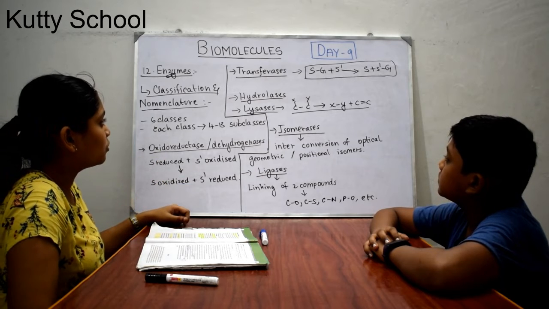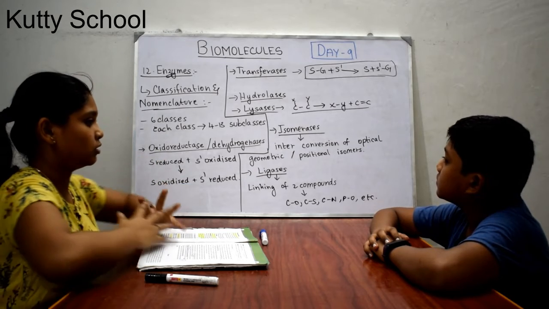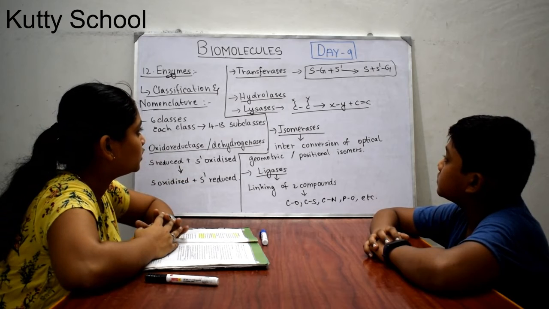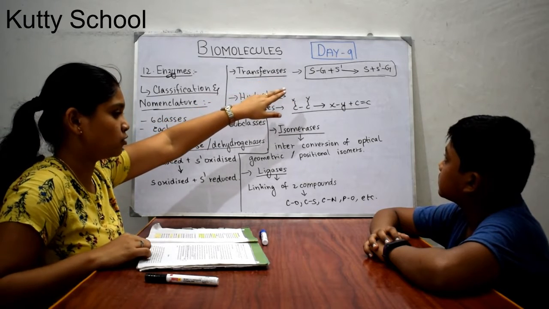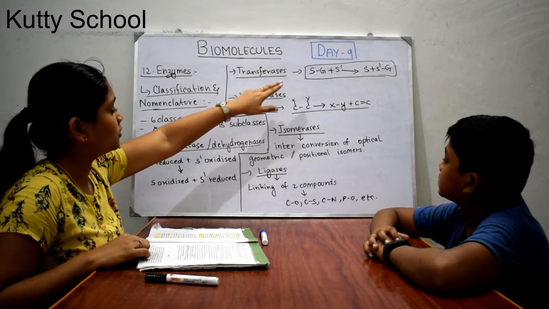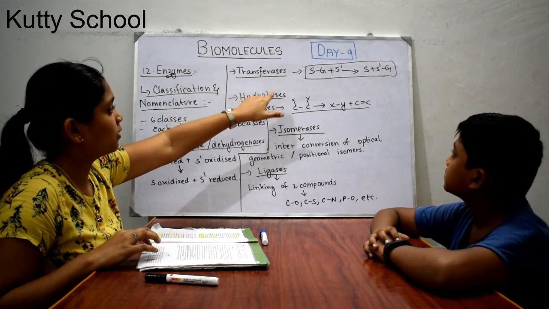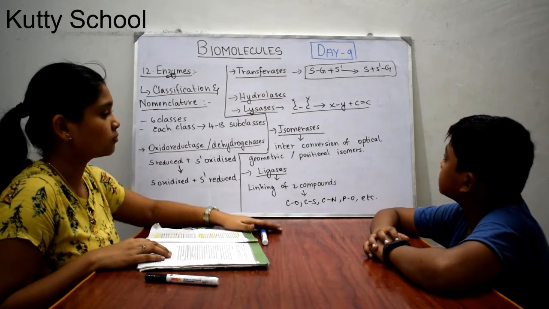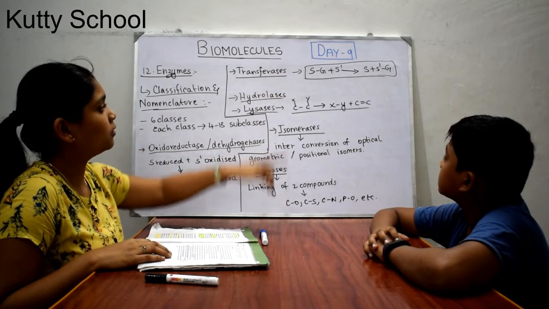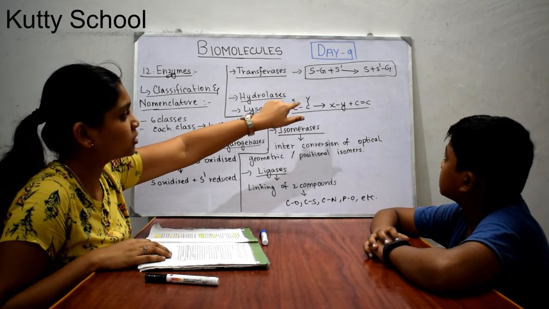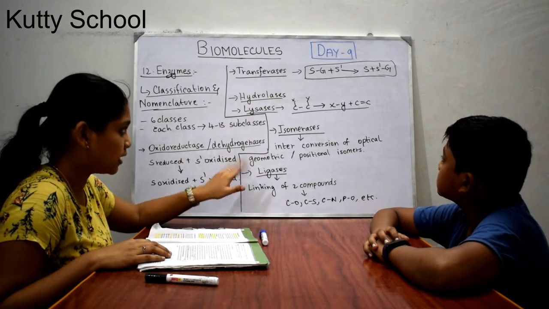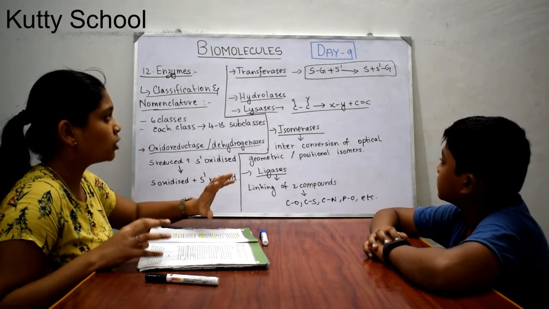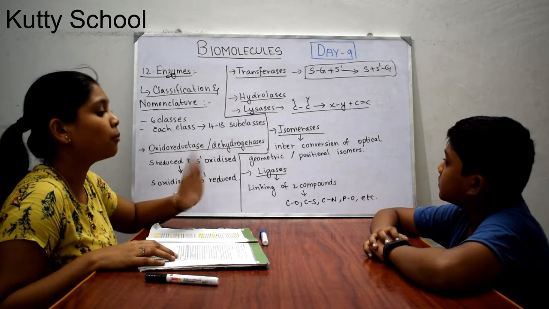Okay. So the next one we are going to see is transferases. What do these transferases do? If any substrate like S linked with G plus S dash, what they do is they transfer this G from S to S dash. So it results in S plus S dash which is linked to G. Like this they transfer molecules attached to one molecule to some other molecule.